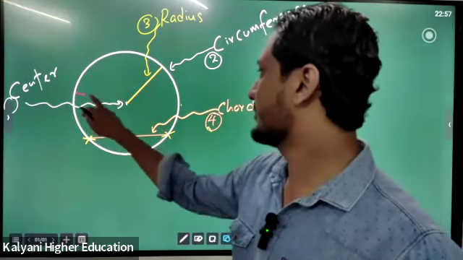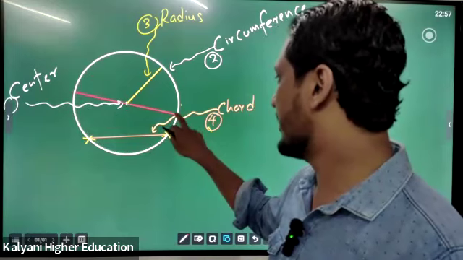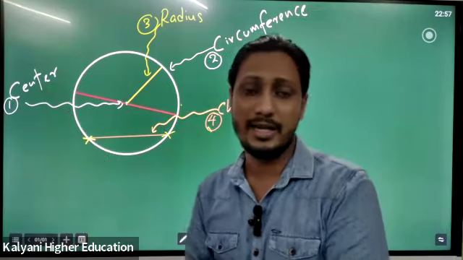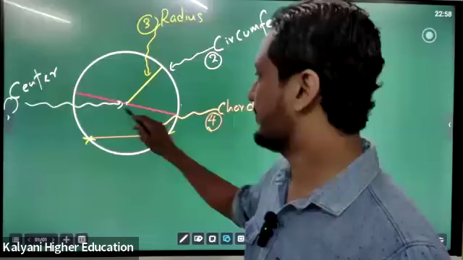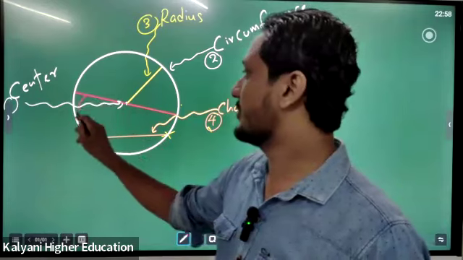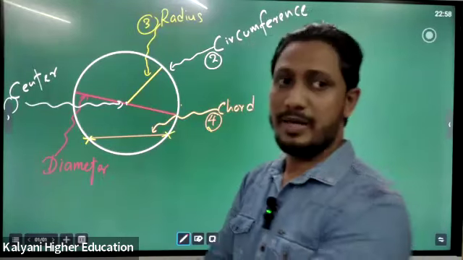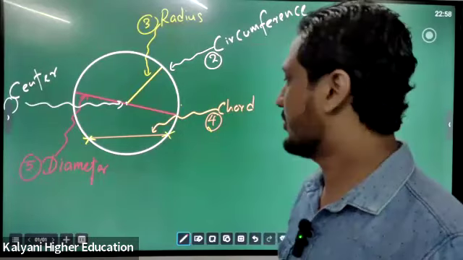Different one, do it, because if not, you are all taking the wrong idea. It's a chord, the red color one. It's a chord, but it's passing through the center. So we call that the largest chord, and the name of that one is diameter. What's the name of this one? Diameter. Understood? Yes. Then this is my fifth part.